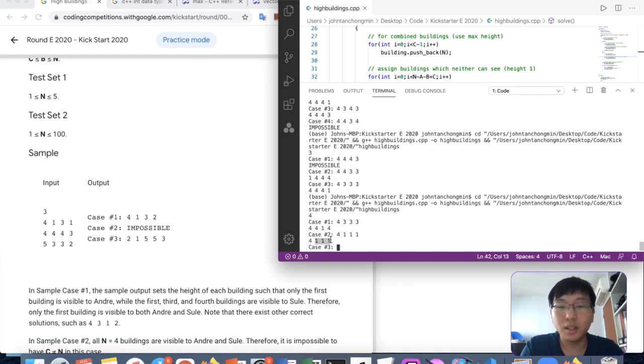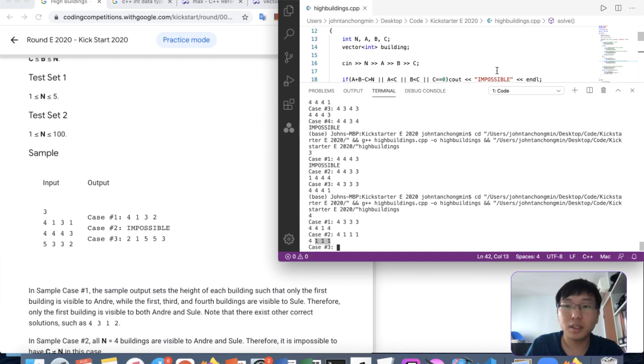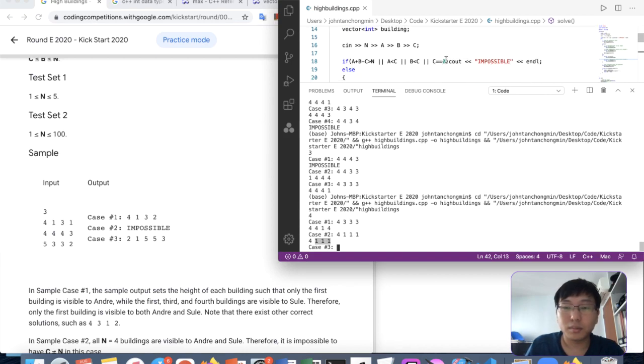So if the common building is 1, it should be impossible, because then one person will have to see 2, right? If n is greater than a certain value.